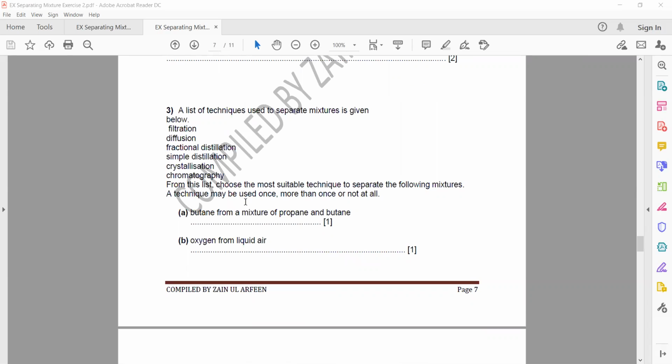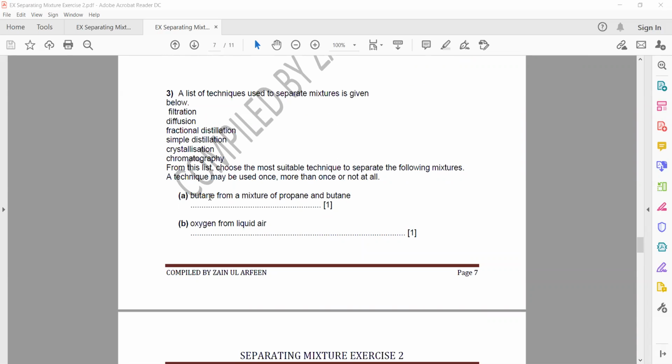A list of techniques used to separate the mixture. Butane from a mixture of propane and butane. You can see they're identical compounds. How identical? Of the same type or same nature. Ethane, propane, butane, so they're an identical type of compound. Which technique can we use to separate them? Fractional distillation. They will have different boiling points.